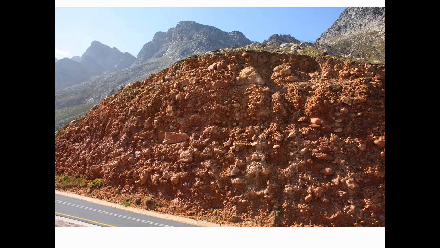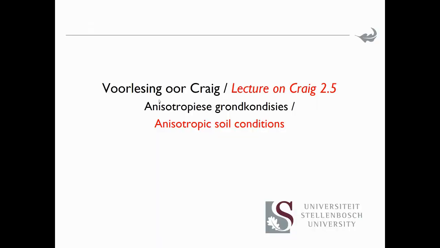Day. Welcome back again to the next lecture on Geotechnics 254, and we are looking at soil conditions and flow through soil at the moment. This particular picture I took just outside of Gordons Bay on Clarence Drive on the way to Rooihouse. This is clearly not a homogeneous soil, and it's also not isotropic, and it has some form of layering in it. So we're going to look at this kind of condition for today's lecture. It's about anisotropic soil conditions, and it's in the handbook chapter 2.5.